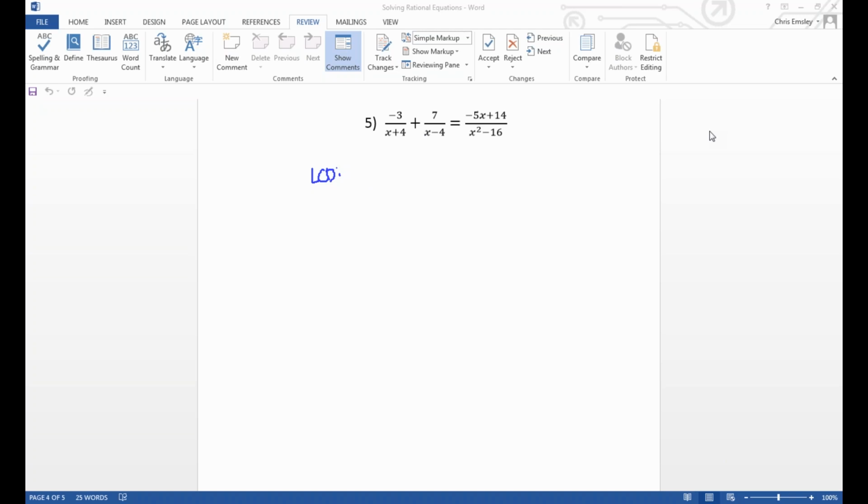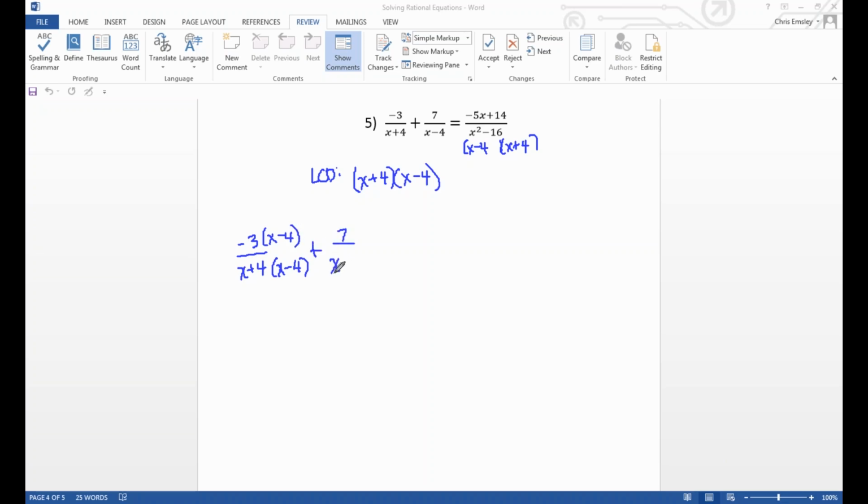Before we do that, we are going to need to factor the denominator over here on the right. This factors into x minus 4 and x plus 4. Once we have it in its factored form, we can see pretty easily that our common denominator is just going to be those 2 factors, x plus 4 and x minus 4. So start out by writing your equation, -3 over x plus 4. I want that denominator to also have an x minus 4 in it, so I need to put that on the top and bottom.